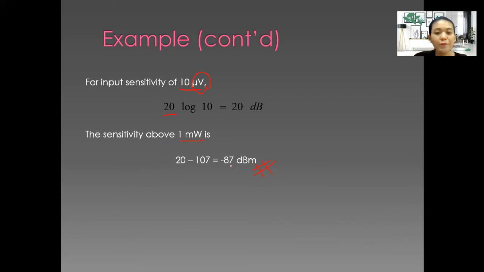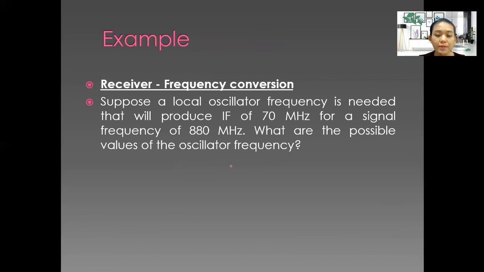Now we go to the third example. This example is the receiver for frequency conversion. Suppose a local oscillator frequency is needed that will produce an IF, intermediate frequency, of 70 megahertz for a signal frequency of 880 megahertz. What are the possible values for this oscillator frequency? So I want to find the possible values for this oscillator frequency, given that it produces an IF of 70 megahertz from this signal. So what do we do?